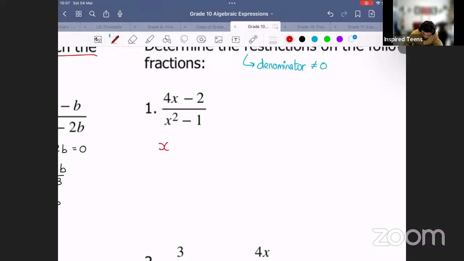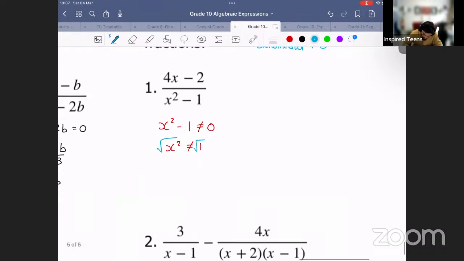Another way of solving it: my denominator is x squared minus 1. I can say x squared minus 1 cannot equal 0, and I can solve it like a regular equation. So I take 1 over to the other side. So x squared cannot be equal to 1. And then I can square root both sides. Remember, I'm going to get plus minus.